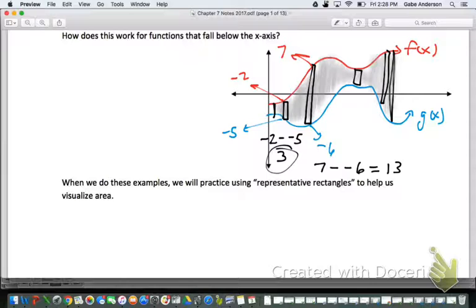I just want to reiterate that practicing using a representative rectangle to help us visualize things is pretty useful now. I think in the coming days it'll become even more useful. So get into the practice of drawing that out graphically just so you can kind of get a picture of what's happening. All right, we're going to do one example on your next page.